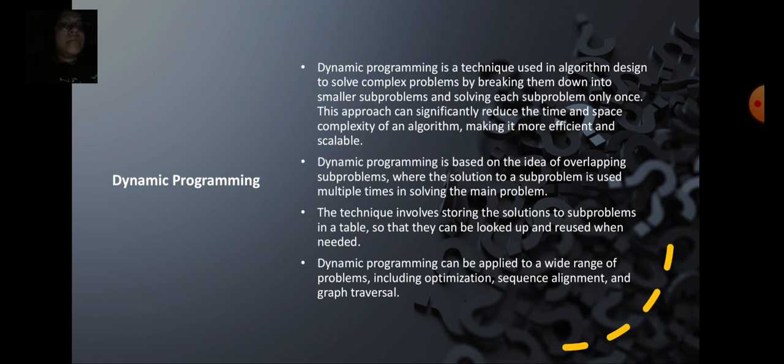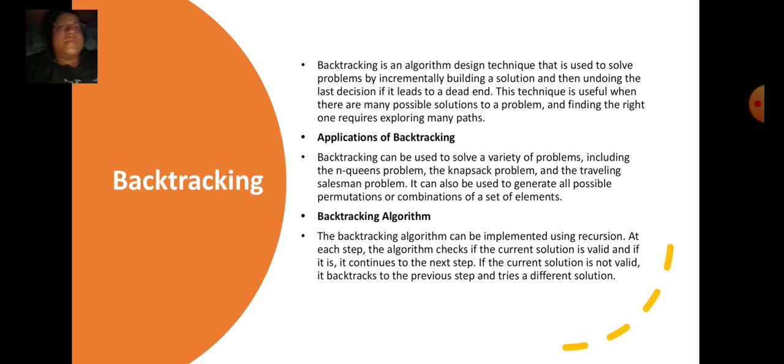Dynamic programming can be applied to a wide range of problems, including optimization, sequence alignment, and graph traversal.